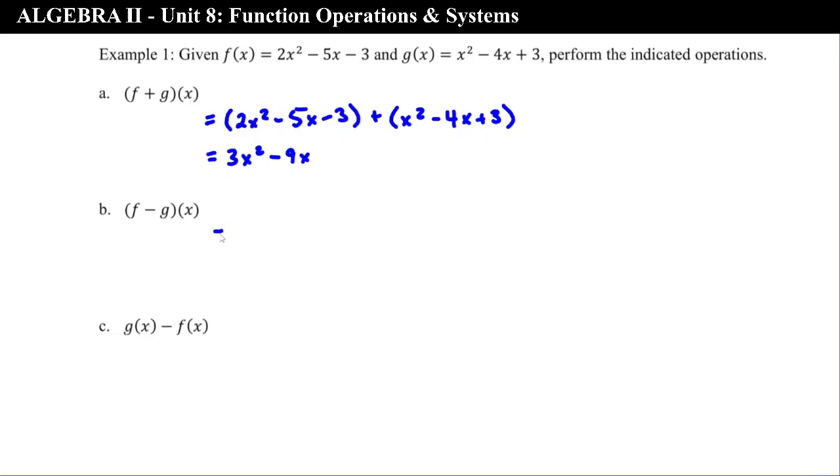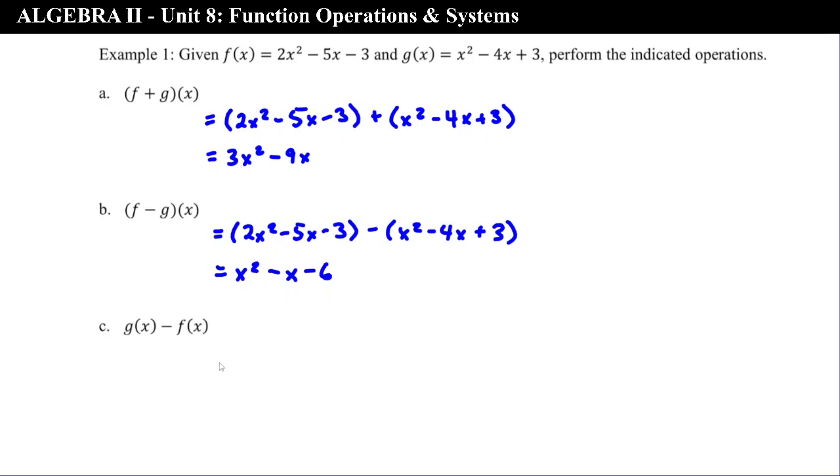For f minus g of x, we simply take f of x and then we subtract g of x. Now remember, this time we have to make sure we distribute the minus, and we'll do that as we collect like terms. 2x squared minus x squared gives us x squared. Negative 5x minus negative 4x gives us negative 5x plus 4x, which is simply minus x. And then negative 3 minus 3 gives us negative 6.